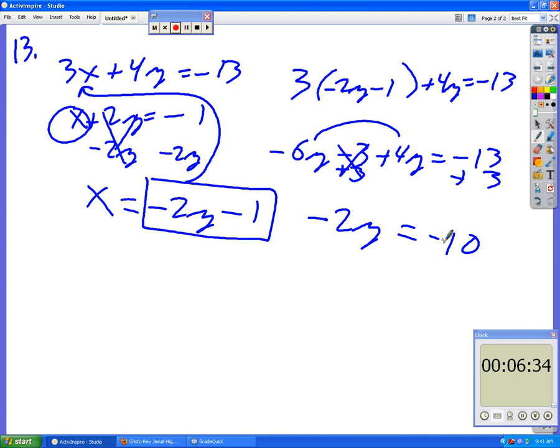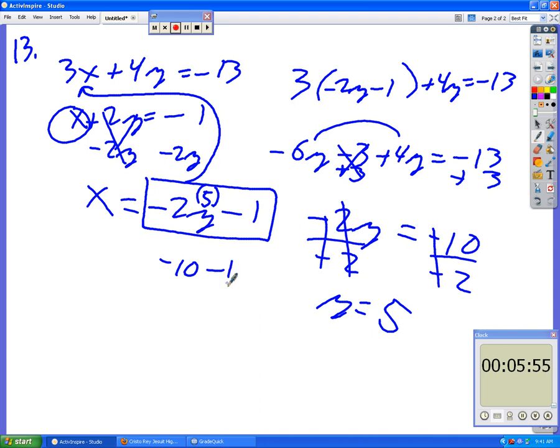And now divide by negative 2. Negatives cancel, 2's cancel. Y is left on this side equals 10 over 2, which is 5. And now what am I going to do with the 5? I'm going back here and put a 5 right here. In place of y, I'm putting 5. What am I doing with these 2 numbers? It's negative 2 times y, right? So it's negative 2 times 5 is negative 10, minus 1, negative 11, and that is x.